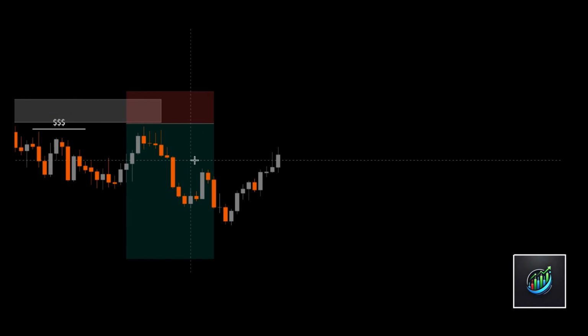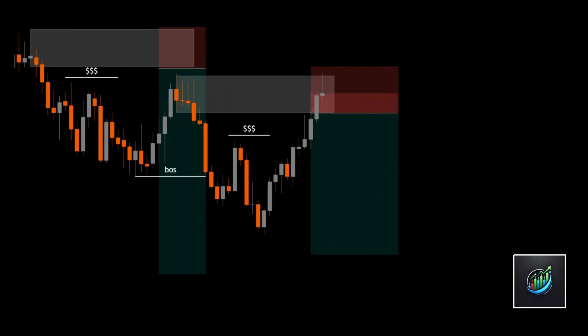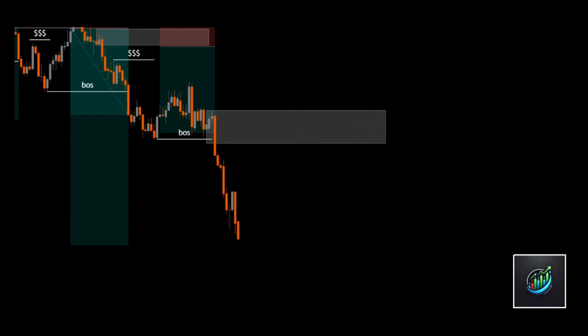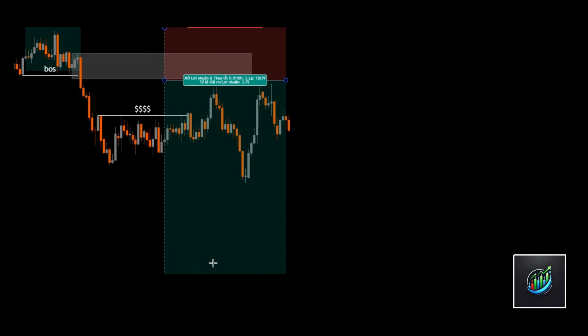Now that we understand the basics of internal versus external range liquidity, let's jump into an example on the charts just to see it in action and convey it further using price action. We're going to start on a blank chart, and we're going to look at the 4-hour chart here on pound dollar.